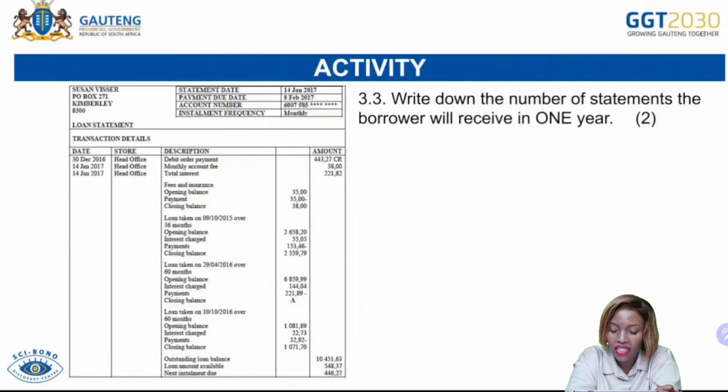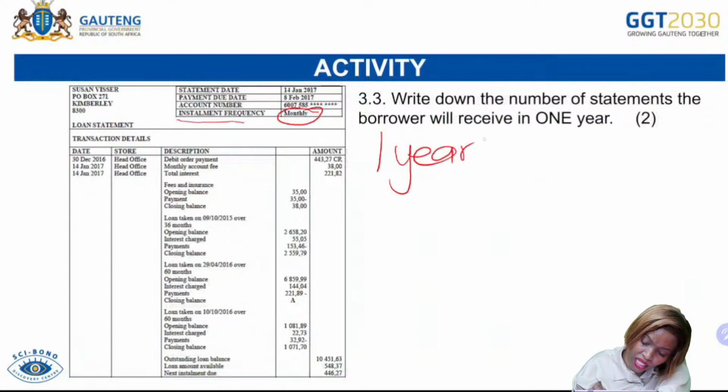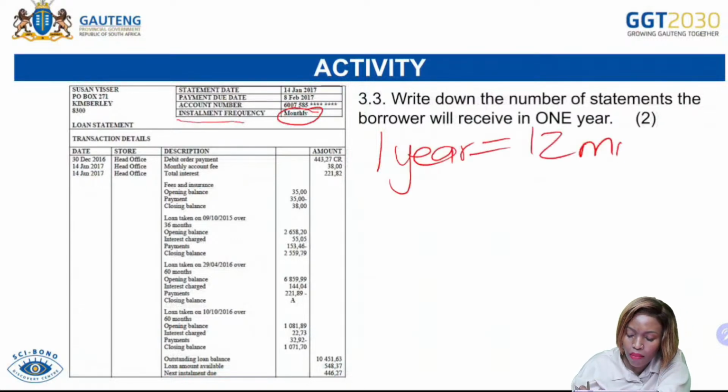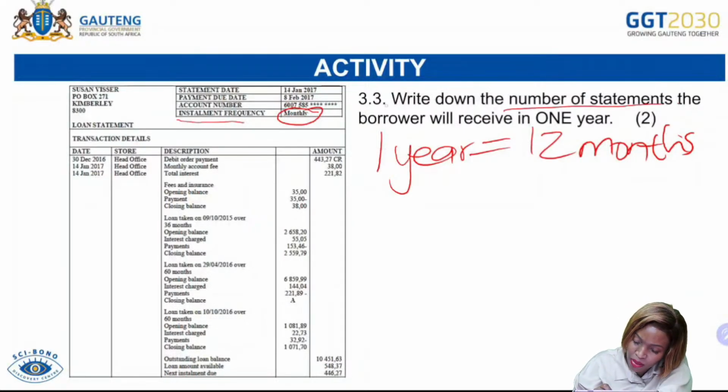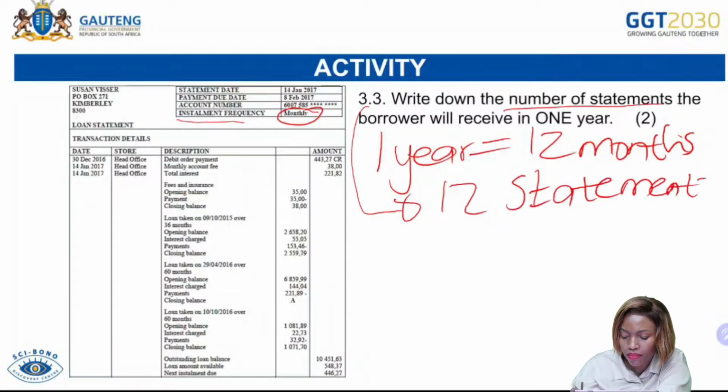3.3, write down the number of statements the borrower will receive in 1 year. Remember, this person gets the statements every month. So 1 year is equivalent to how many months? 1 year is equivalent to 12 months. Meaning that they will receive 12 statements, one every month. 12 statements for the year. I hope you are still following.